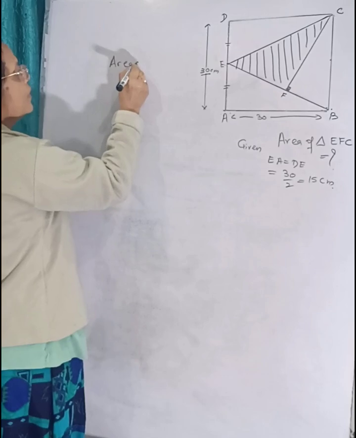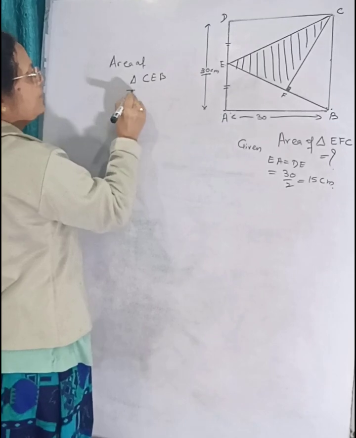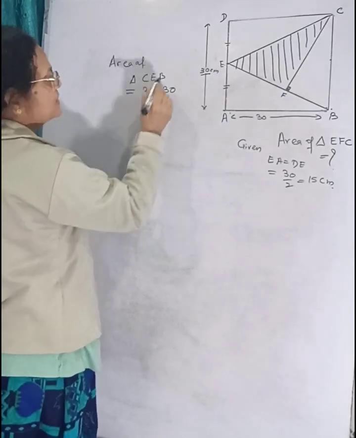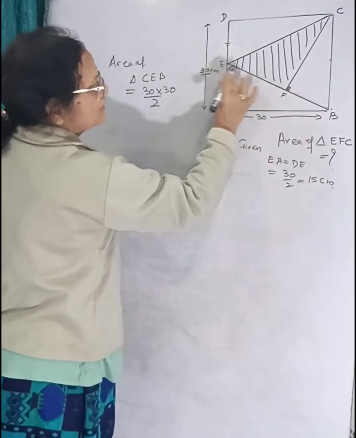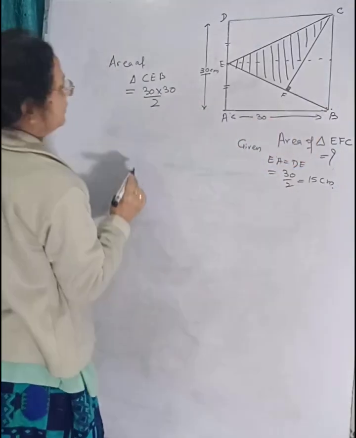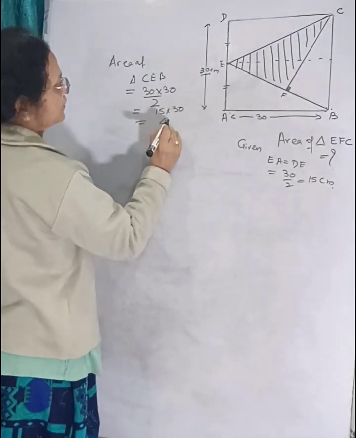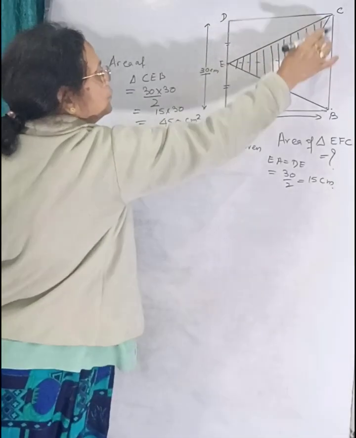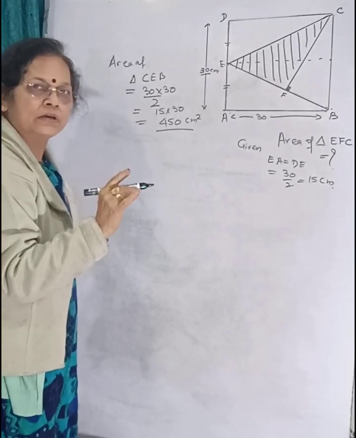Area of triangle CEB will be equal to 30 into 30 by 2. How? This can be written as CB into AB by 2, because this is the height. If we drop the perpendicular, then this will be equal to CB. That is equal to 15 into 30, which is 450 centimeter square. That will be the area of this whole triangle CBE.